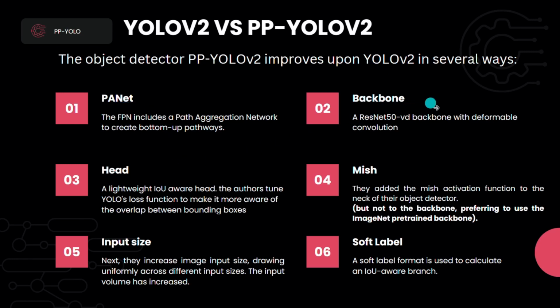The second modification that they made was that they used a ResNet50 backbone with deformable convolution on the backbone of the network. The third modification was implemented on the head part of the network. They used a lightweight IoU-aware head, and the authors tuned YOLO's loss function to make it more aware of the overlap between bounding boxes. Fourth, they added the Mish activation function to the neck of their object detector, but not to the backbone, preferring to use the ImageNet pre-trained backbone.